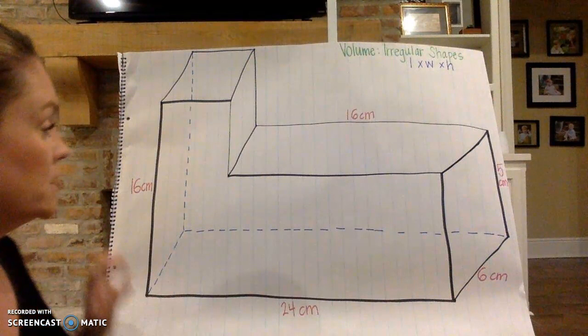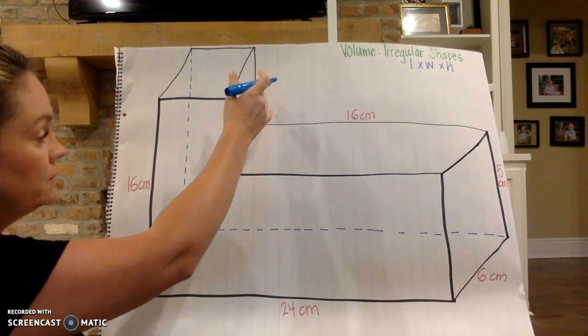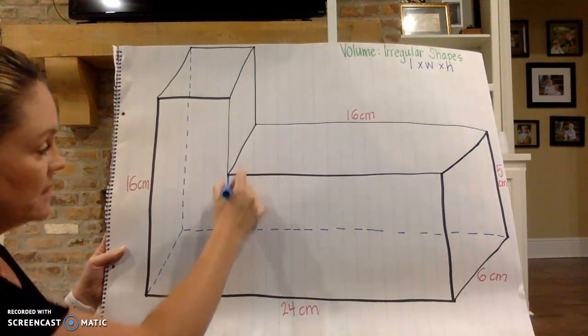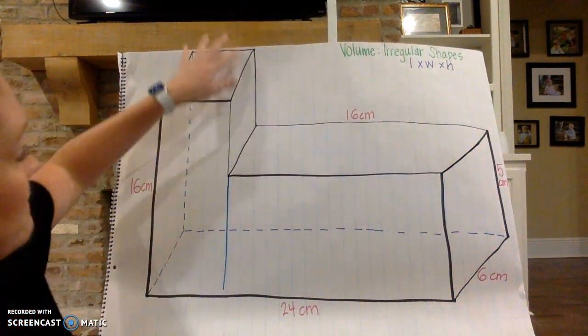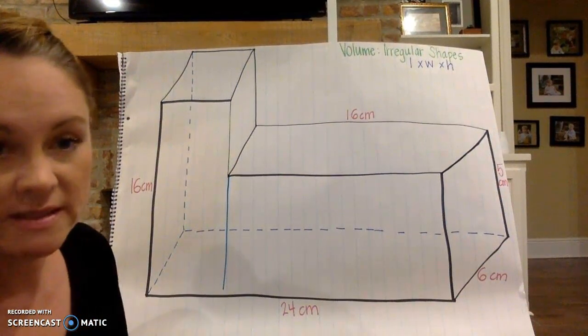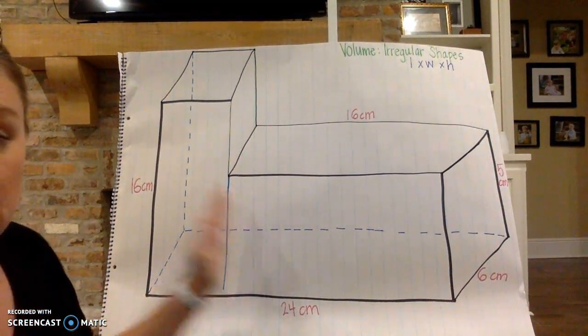Okay, so the first thing I want to do is I want to split this down, I'm going to take this rectangular prism, and then I'll have this rectangular prism. Okay, I was going to say down the middle, but it's definitely not down the middle. Just the edge of where this rectangular prism stops.